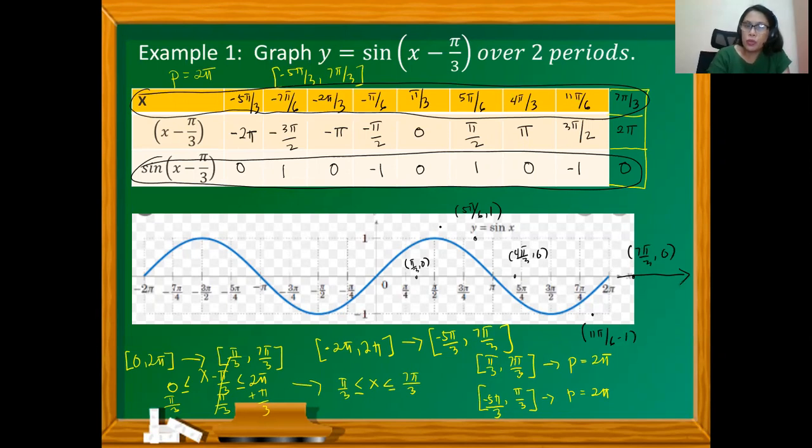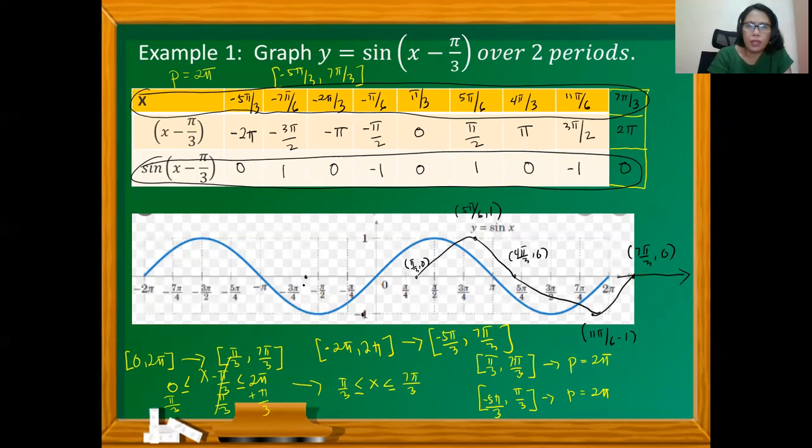As we connect the points in a sinusoidal curve, we'll have this, going to this, and then going to this graph, until this graph. Okay. And then we have negative pi over 6, negative 1. So this is here. And then negative 2 pi over 3, 0. So we have here. So this is negative 2 pi over 3, 0.